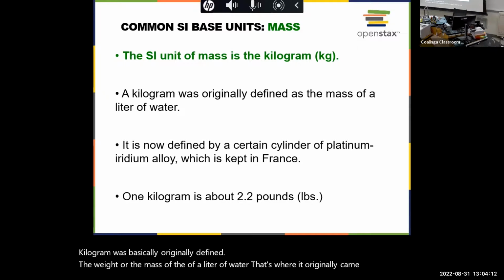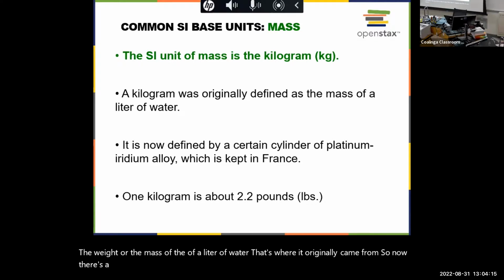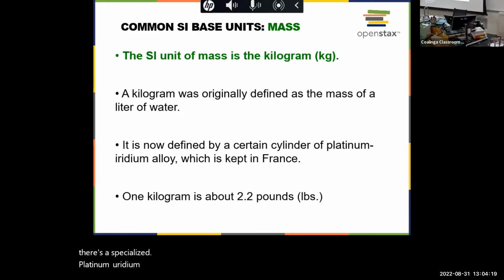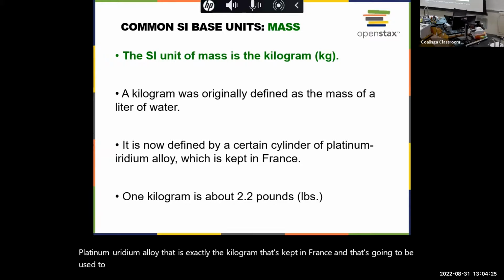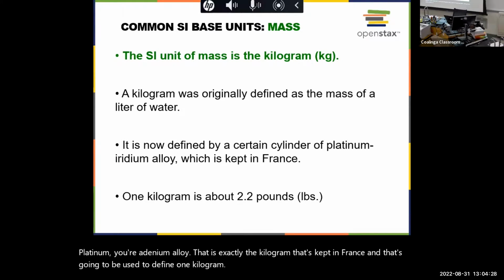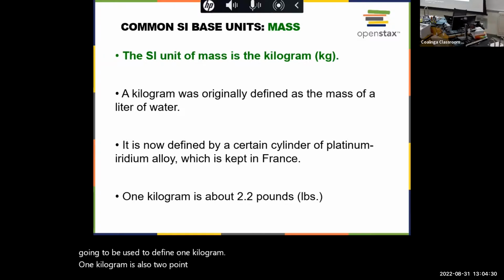So now there's a specialized platinum iridium alloy that is exactly a kilogram. That's kept in France, and that's going to be used to define 1 kilogram. 1 kilogram is also 2.2 pounds. We kind of talked about that earlier.